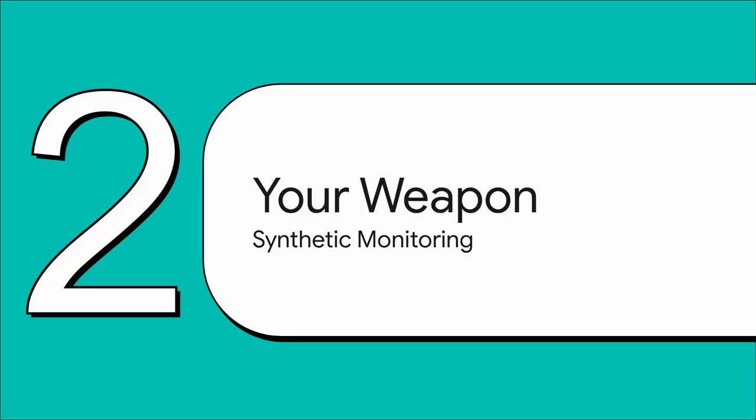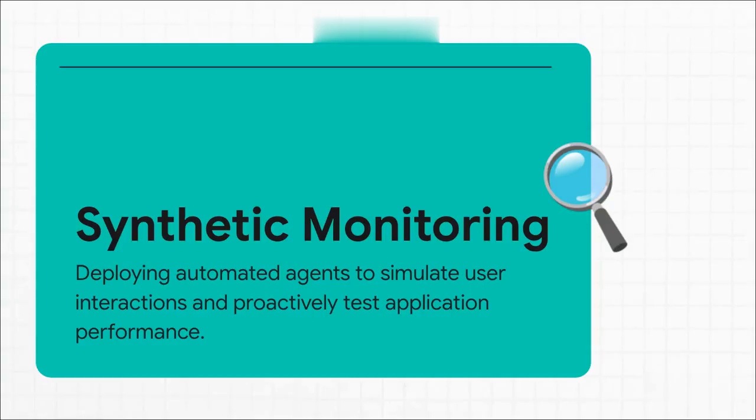Okay, so how on earth are you supposed to pull off a mission this huge? Well, you need the right tool for the job. You need a secret weapon. And for this mission, your weapon of choice is synthetic monitoring. This is the absolute key to shifting from putting out fires to preventing them in the first place. So what the heck is synthetic monitoring anyway? Let's break it down real simple.